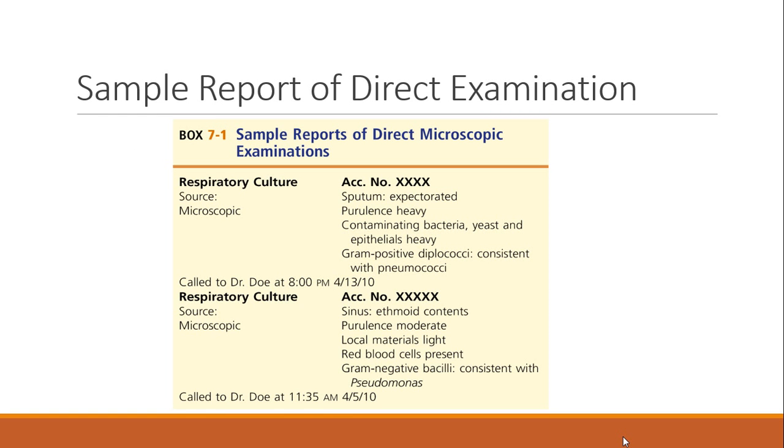And then under here we have the results of the respiratory culture. So this is what grew on the plate. All right? Sinus, ethmoid contents. The microscopic exam shows local materials, we're not going to comment on purulence or red cells, but they saw gram-negative bacilli. Okay.